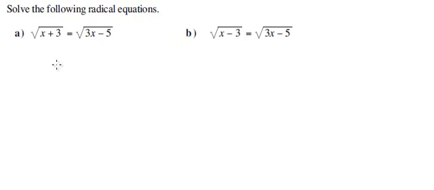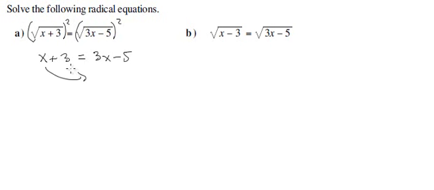So the way they've given us this one is the way you want them, with a root isolated on either side of the equals. Because from here, if you square both sides, this square cancels this root, you just get x plus 3. This square cancels this root, you just get the 3x minus 5. Nice. And now, if we take everything over to the right-hand side, we get 3x minus x is 2x. We get negative 5 minus 3 is negative 8 equals 0. So 2x is 8, so x should be 4.